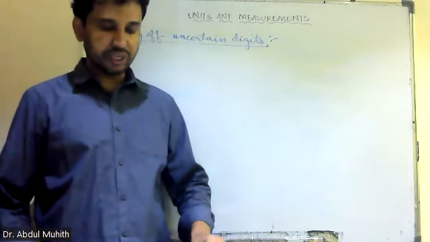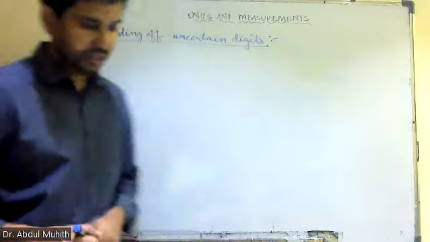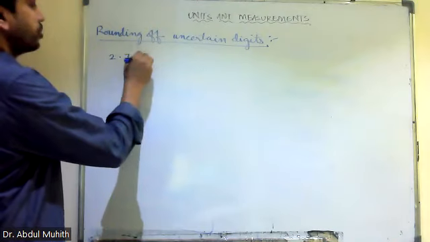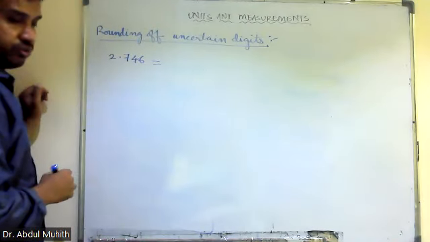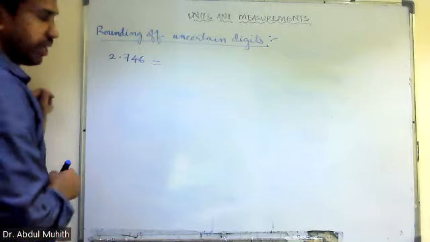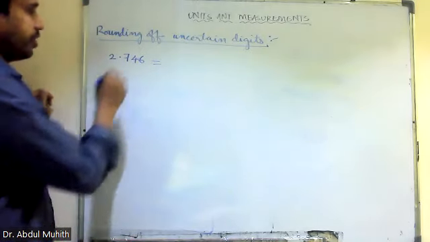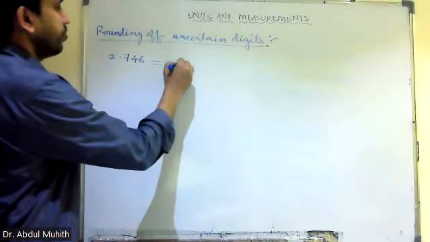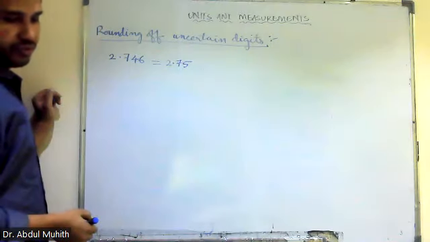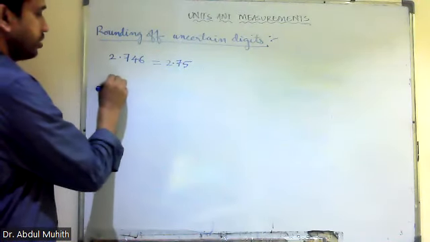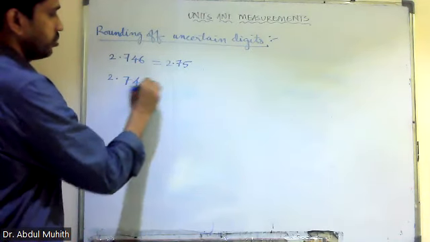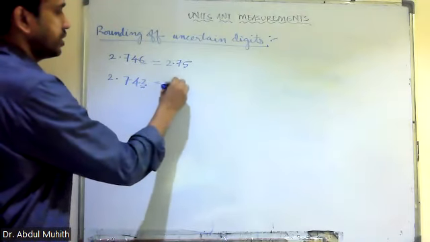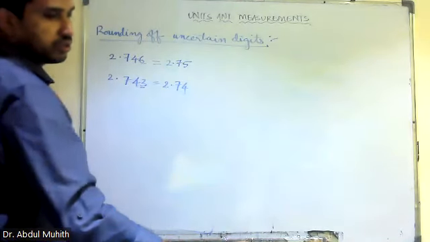Now, next one is rounding of the uncertain digits. How will we round it? Suppose you have 2.746 and I want to convert to 3 significant figures. It is more than 45, so we can write 2.75. Clear? And suppose it is 2.743. This 3 is less than 5, so just keep it as it is, 2.74. Is that clear?